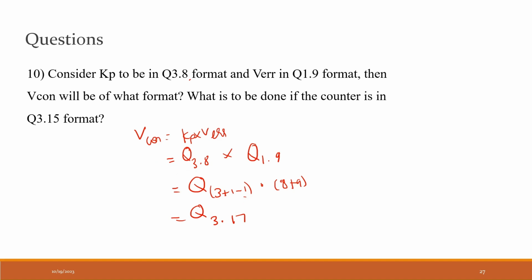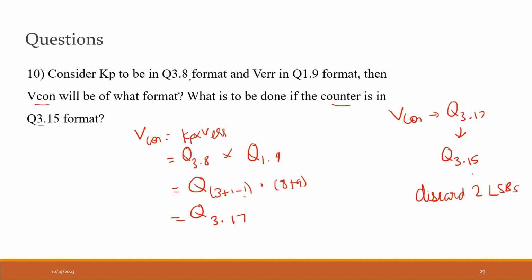So my VCon comes out to be Q3.17. Now this VCon has to be compared with a counter. Counter is of format Q3.15. So this VCon, which is in the format of Q3.17, has to be converted to format Q3.15. To do that, we will discard the two LSBs, the last two bits.